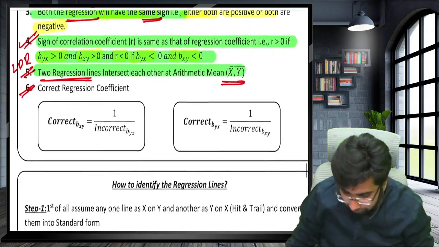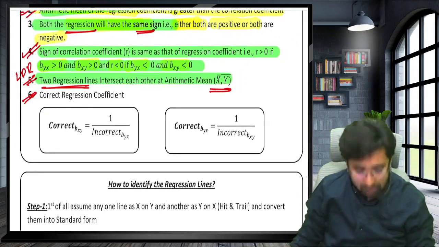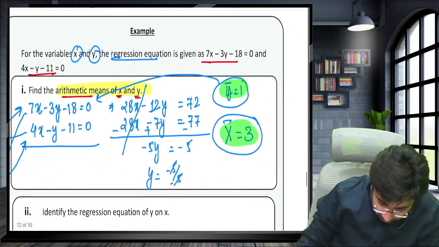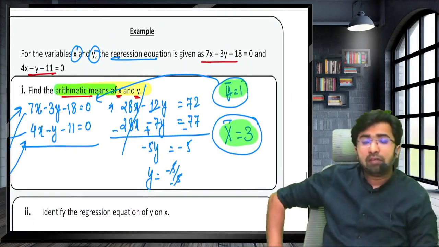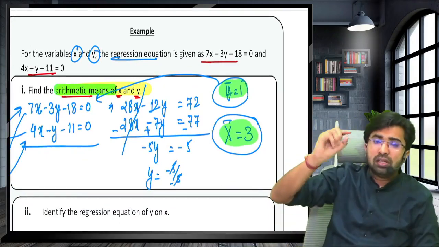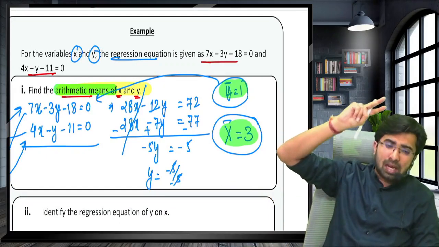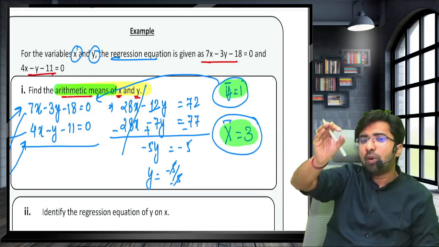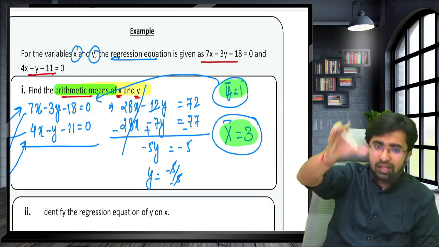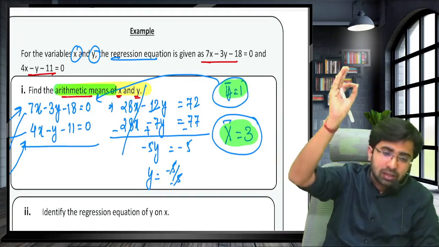Guys, now only one formula was left, but before we start the last point, I want you all to solve this question. The first part we have solved. What is the arithmetic mean? We all know the regression lines intersect each other at their arithmetic mean. So whenever we solve both the lines simultaneously, we get that common point, the point of intersection, and that is the arithmetic mean.